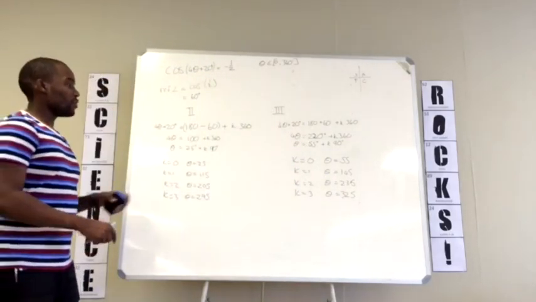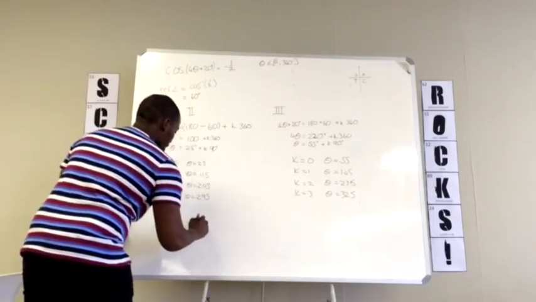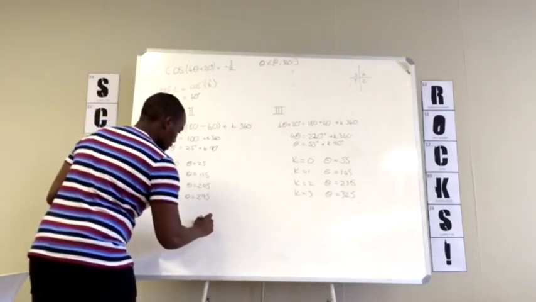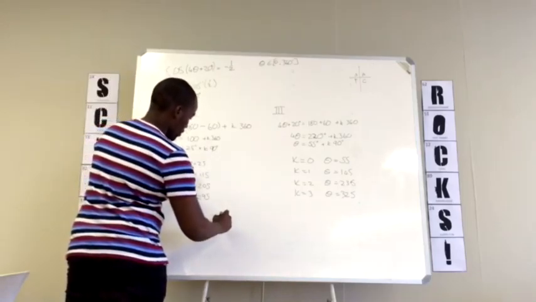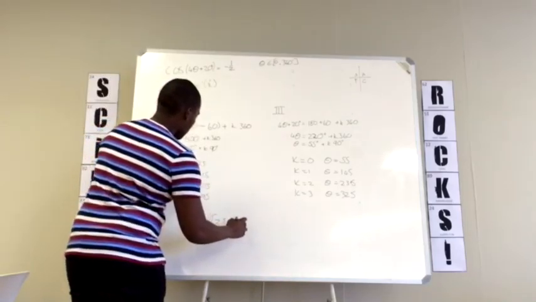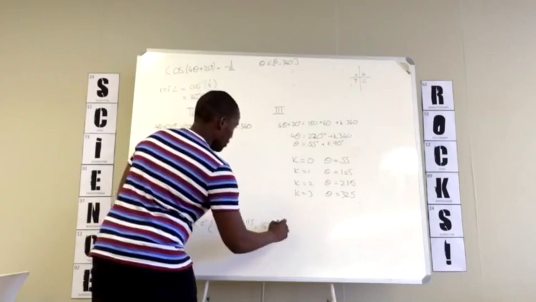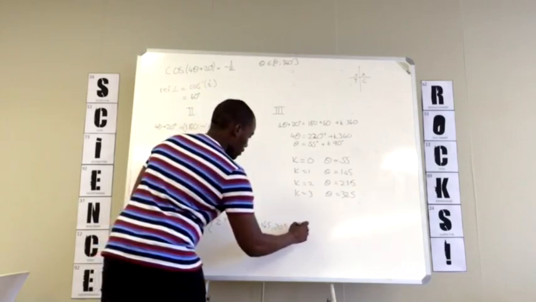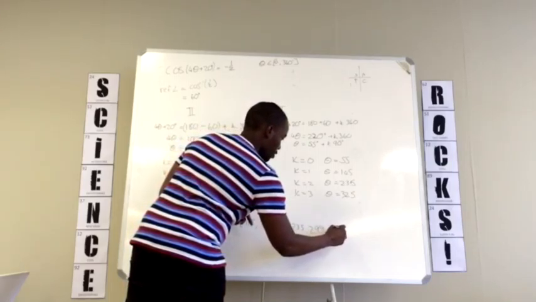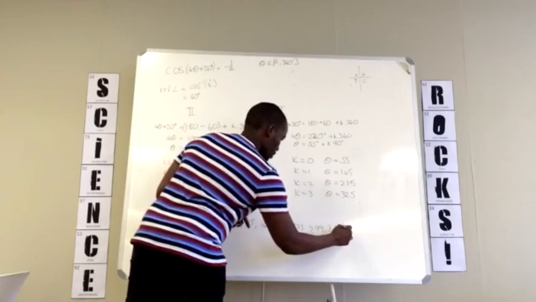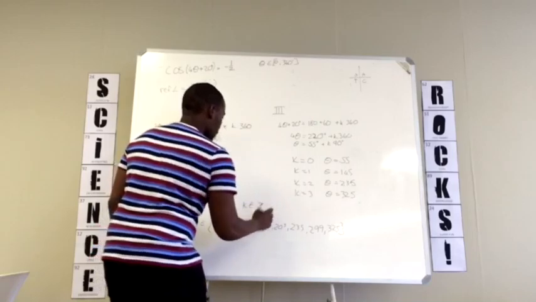And then to finish this off, this is not your final answer. Your final answer has got to be listed with theta an element of the solutions, and you list the numbers in numerical order: 25, 55, 115, 145, 205, 235, 295, 325, and importantly, K is an element of the integers.